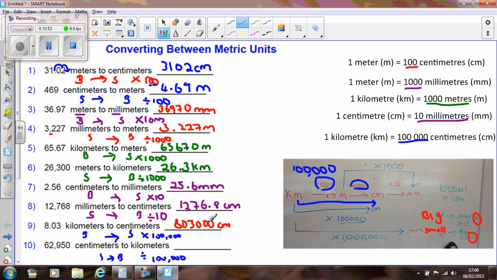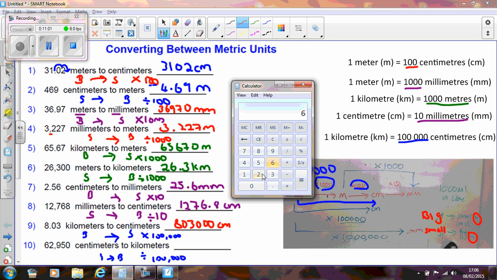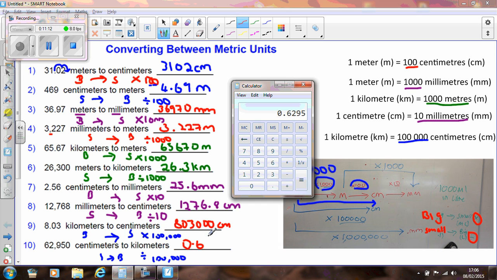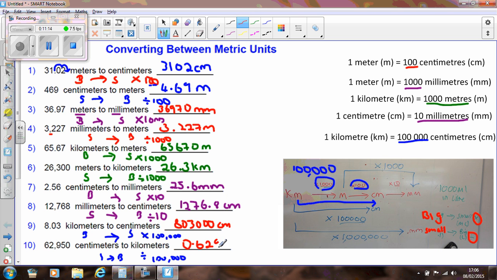So that answer is 803,000 centimetres. Let's do the next one. So we've got 62,950 divided by 100,000. And that gets us 0.6295 kilometres.